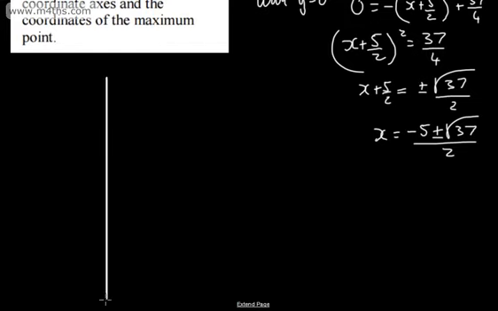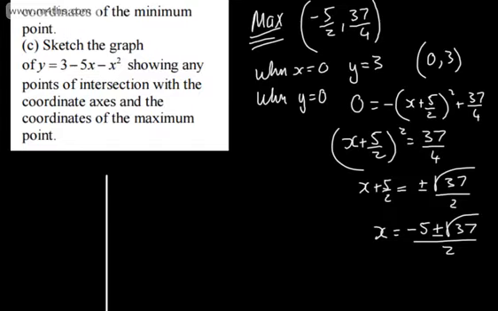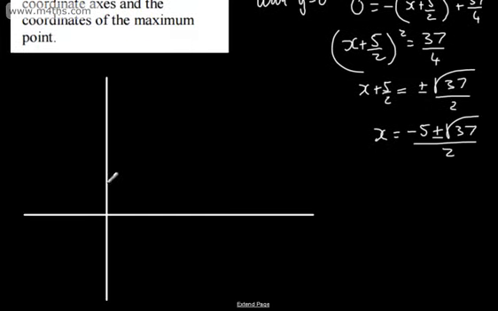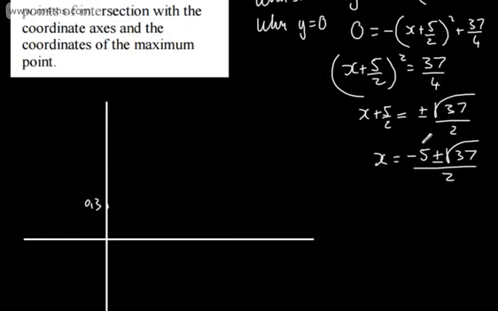Let's just go ahead and draw a sketch. Remember, this is opening downwards. So we've got now this point, and again, that point is going to be 0, 3. That's where it crosses the y-axis. We've got negative 5 plus the root of 37 over 2. Now, the root of 37 is going to be just over 6. So negative 5 plus 6 over 2 is going to be somewhere here. Not massively in that direction. So that's going to be the negative 5 plus the square root of 37 over 2, 0.